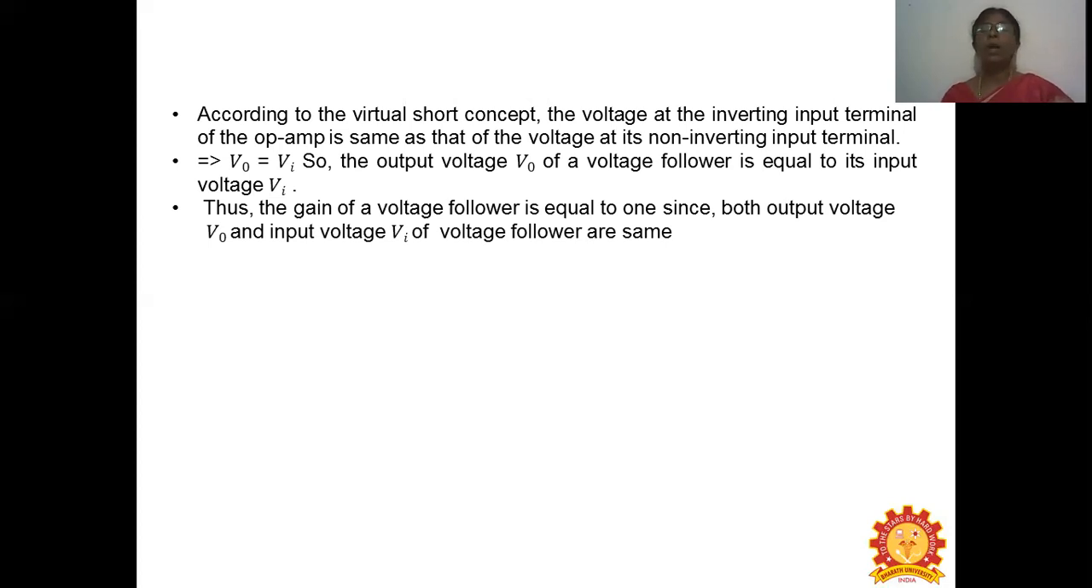Since both the output voltage V0 and the input voltage Vi of the voltage follower are the same, when both the voltages are the same, we are getting the gain 1. That is the condition for the circuit to act like a voltage follower.